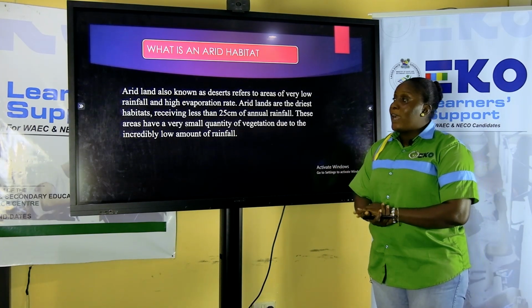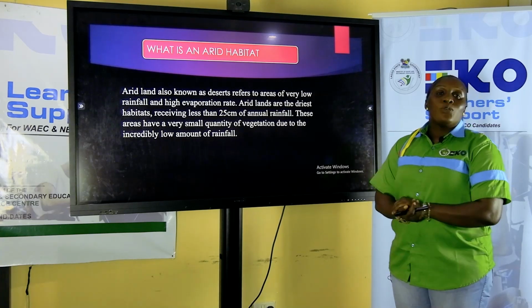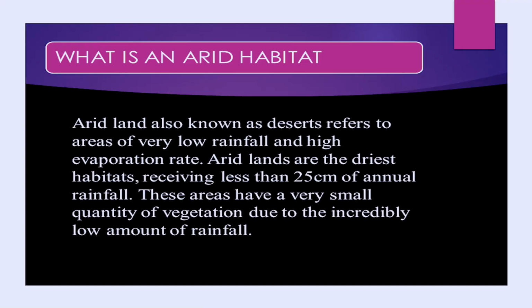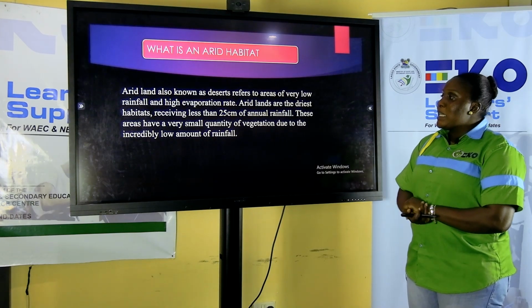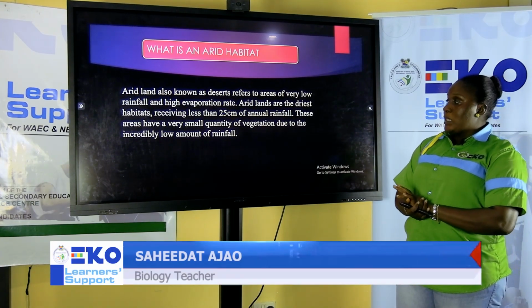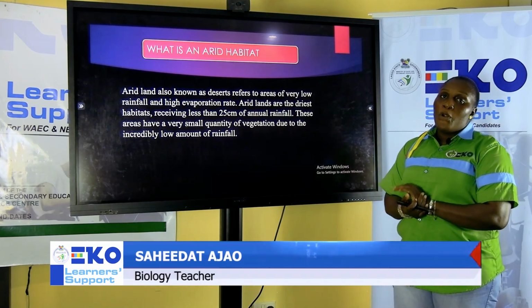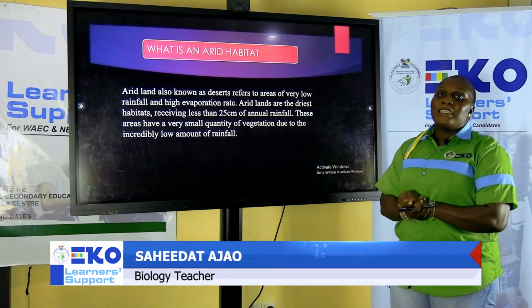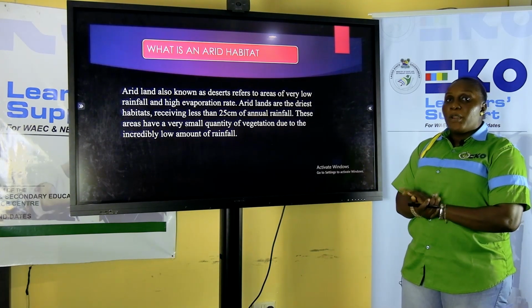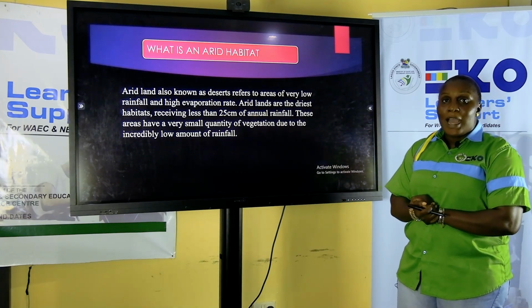What is an arid habitat? Arid is also known as deserts. It refers to an area of very low rainfall and high evaporation rates. Arid lands are the driest habitats, receiving less than 25 centimeters of annual rainfall. These areas have a small quantity of vegetation due to the incredibly low amount of rainfall. In arid habitats, there is a very low amount of rainfall, and they are also referred to as deserts.